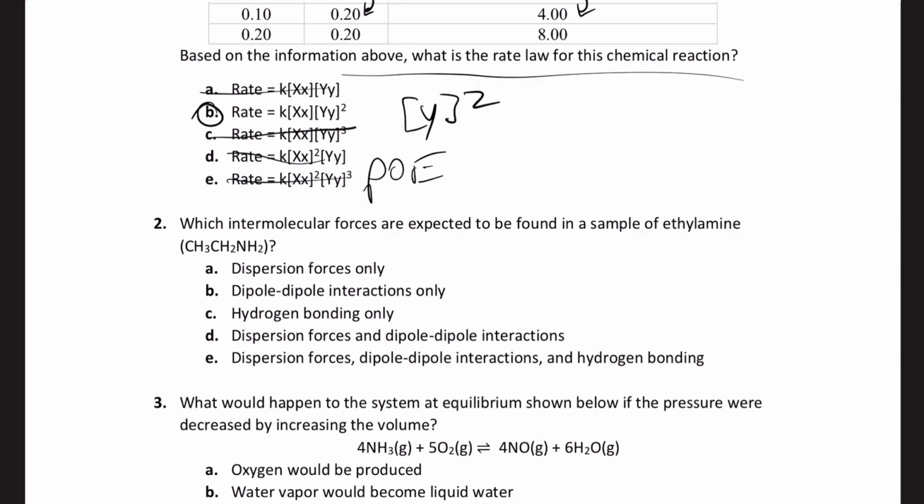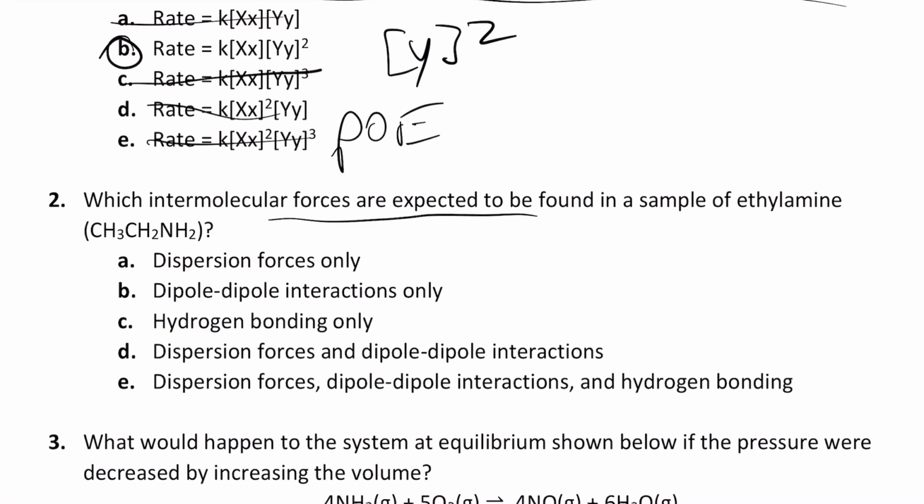Next one. Which intermolecular force is expected to be found in this molecule? NH2, right? That's hydrogen bonding. That means it has the most. All these don't have it. This is wrong because there's dispersion. E is the only one that's right.